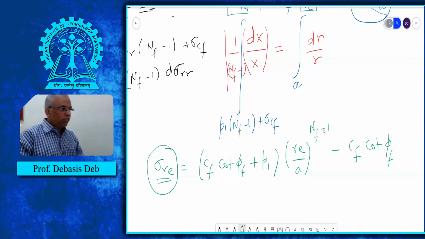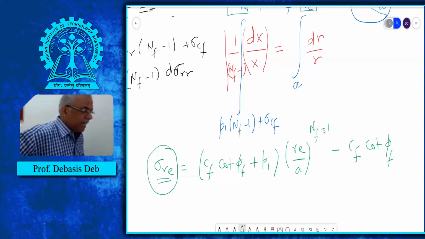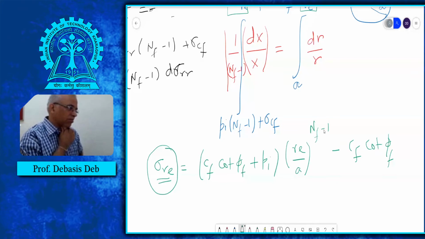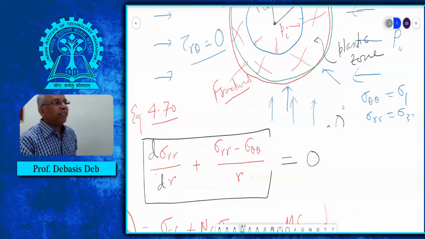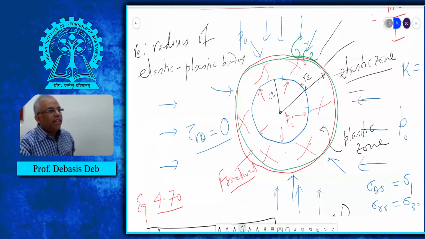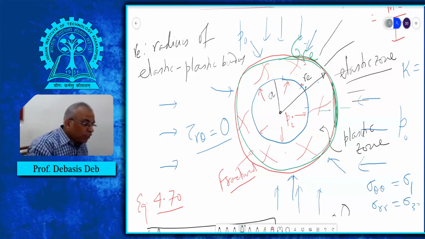Okay, so still it is not complete. Now I have to find out sigma RE somehow. So now let me again go back to this tunnel, whatever I showed. Now you see, this is a transition zone, right? This zone here is the transition zone from plastic to elastic. So this is a transition zone.